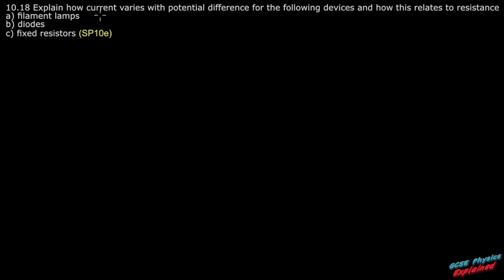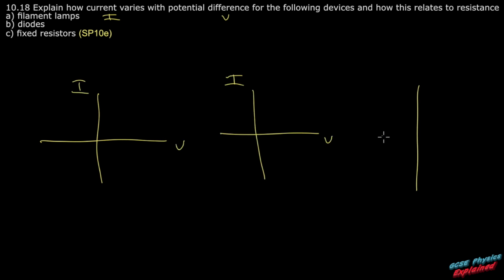Number 18. Explain how current varies with potential difference for the following devices, and how this relates to resistance. So they're looking for the standard IV graphs for a filament lamp, diode and a fixed resistor. So a filament lamp looks like that.